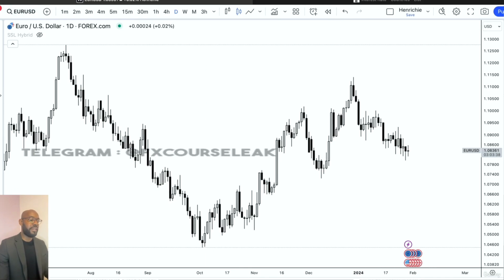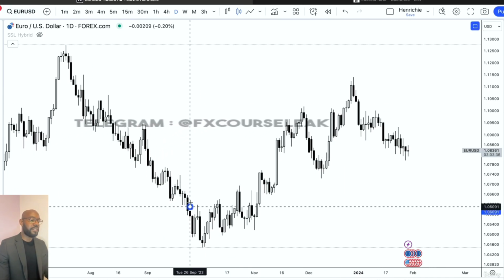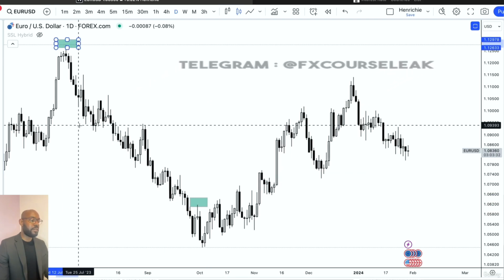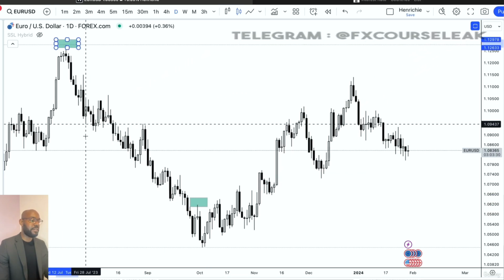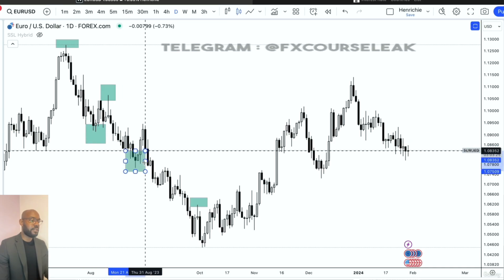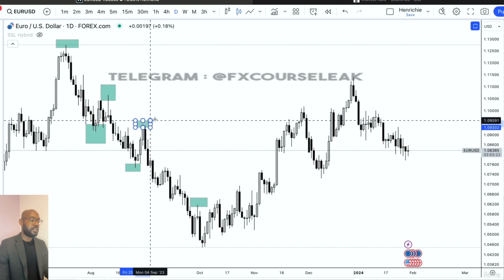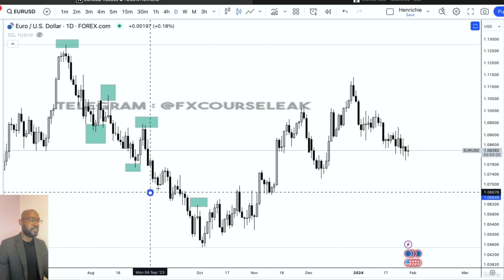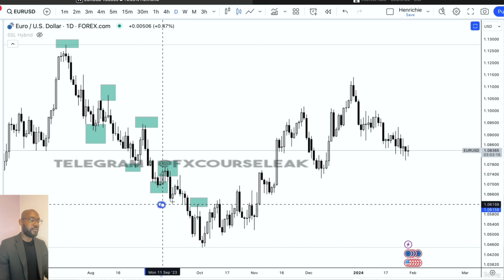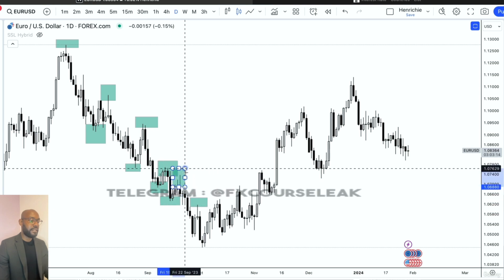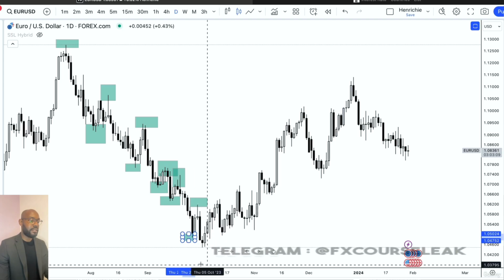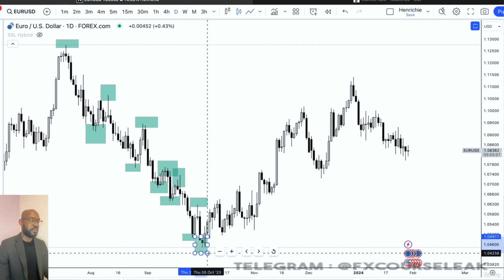And what do we see right here? We created a low. Price was previously going to the downside on the daily time frame. You can see that right here. The low, the high, the low, lower high, then this low right here, and this high. Then we'll have this low, and then this high, and then we created a low right here, and then this high right here, and then we created this low right here as well.